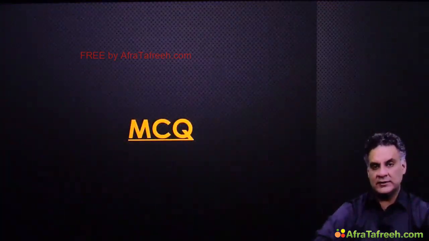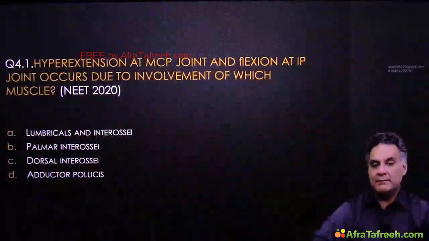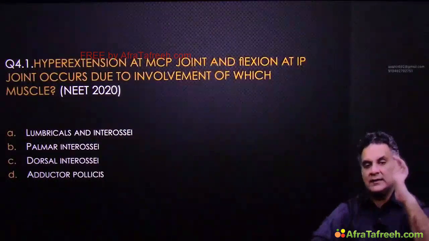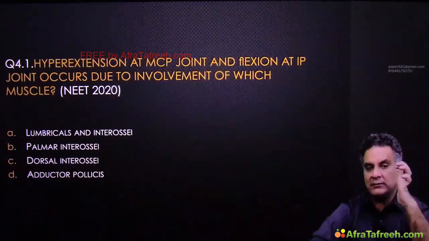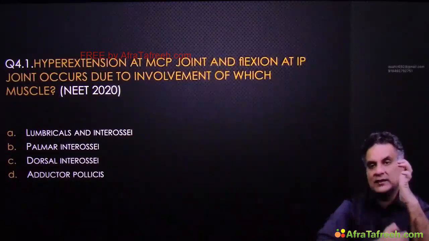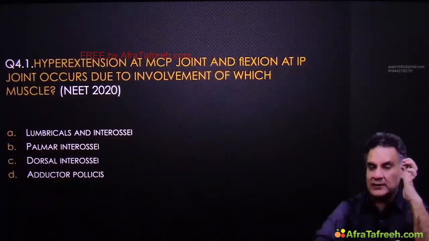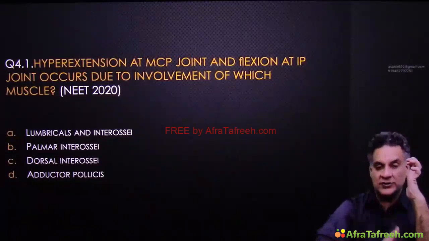Coming to the questions of the nerve area. Hyperextension at MCP joint and flexion of the IP joint occurs in the involvement of which muscle? So this is classical of claw hand. They're talking about lumbricals and interossei together.